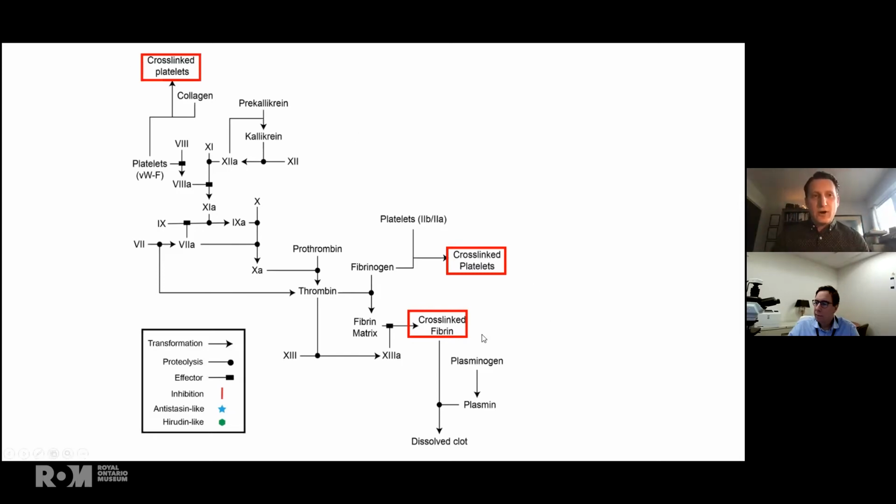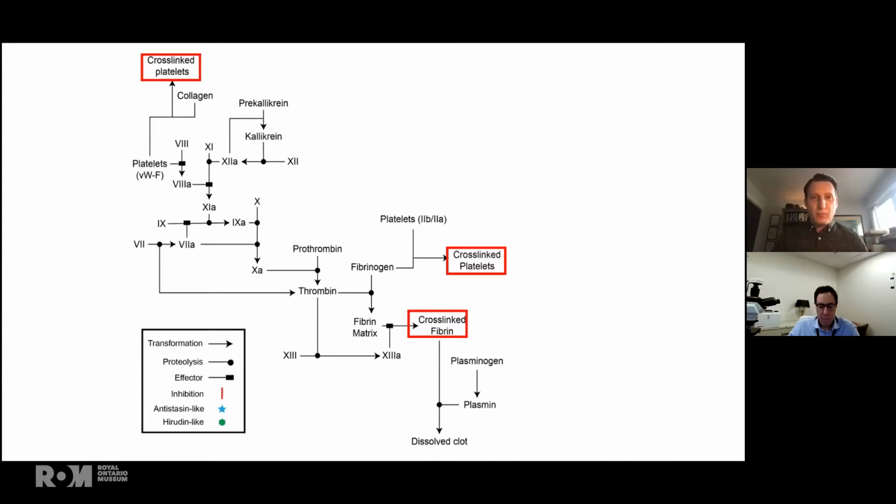These are the cross-linked platelets and cross-linked fibrin. And those two different sections are what the blood-feeding animals are actually trying to prevent from happening. And they do this by attacking this coagulation cascade at various points.